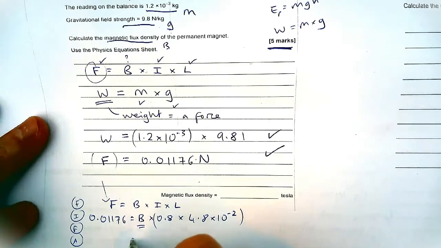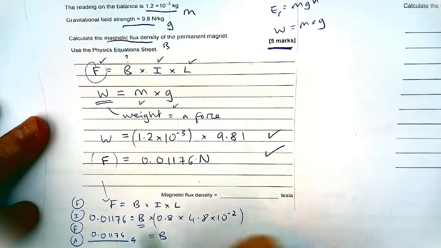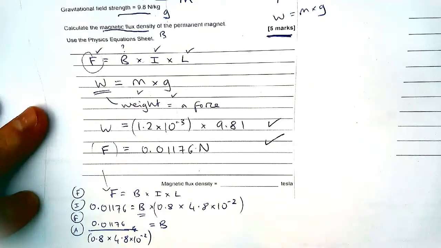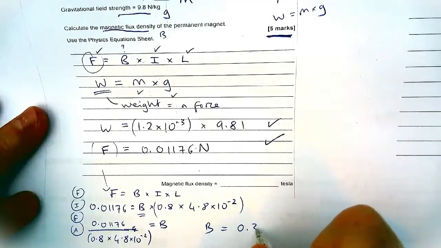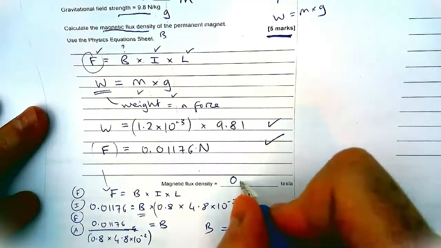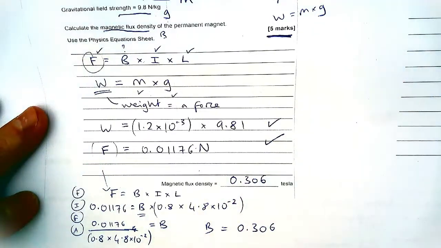So our flux density to do our fine tuning stage is going to be equal to, on this side we're going to have 0.01176 divided by both those 2 values. So I'm going to leave them in brackets here, but you could just work those out separately if you wanted to. And the last thing is just keep an eye on your brackets, put it onto your calculator. What do we get? Our answer, magnetic flux density, happens to be 0.306. There's no significant figures or anything like that, so you can pop that straight on the answer line, and that is our 5 marks.